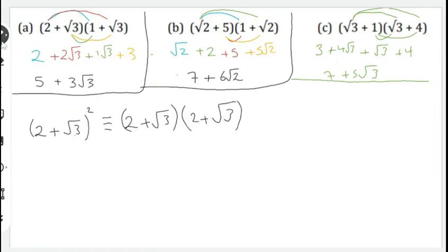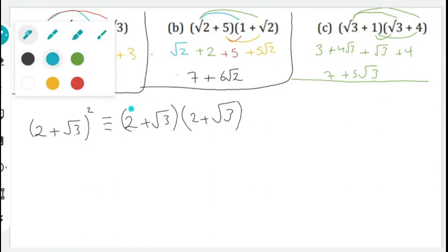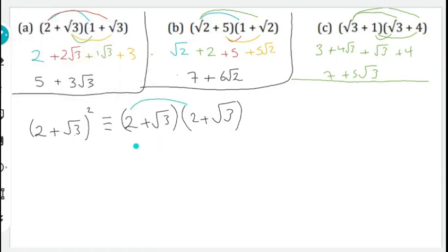And then you carry out the same procedure. So 2 by 2 is 4. 2 by root 3 is 2 root 3. Root 3 times 2 is, again, 2 root 3. Root 3 by root 3 is 3. That simplifies to 7 plus 4 root 3.